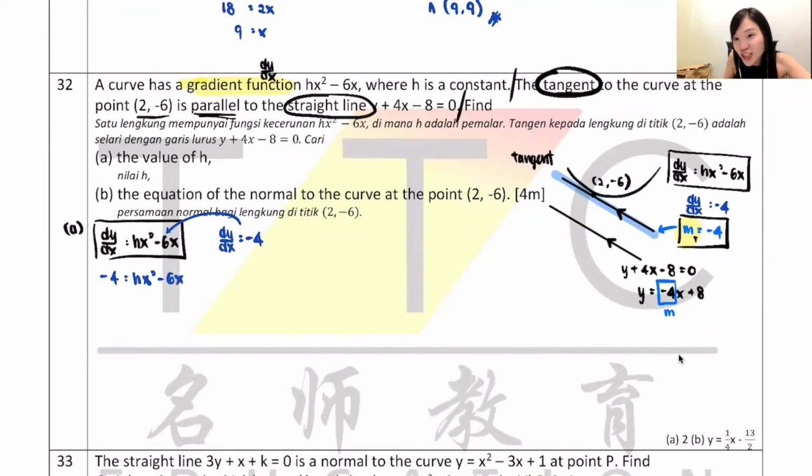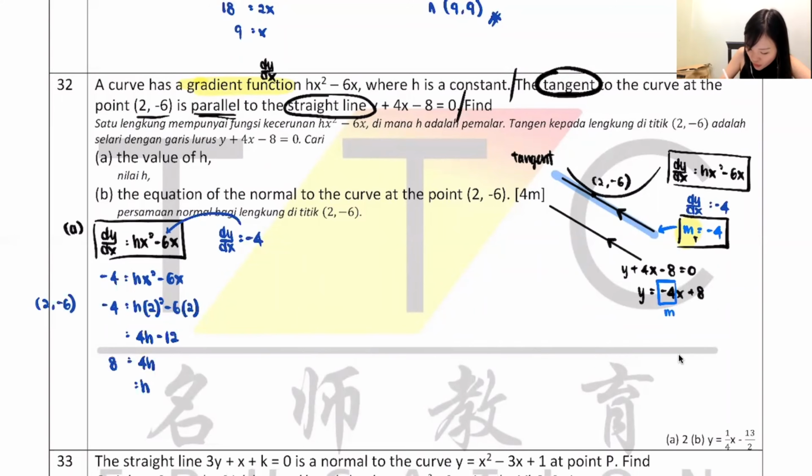And if I want to find the h answer, the x must be a number. They are telling me the point is (2, -6). So that means I can sub the coordinate 2 inside the x column. So 4h minus 12. Minus 12, move it over, plus 12. Times 4, move it over, divide by 4. Yes. Do you guys get h as 2?